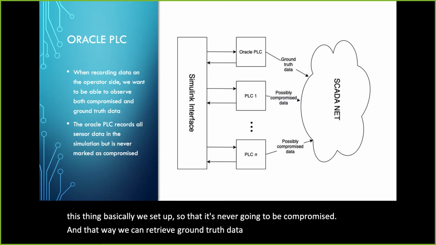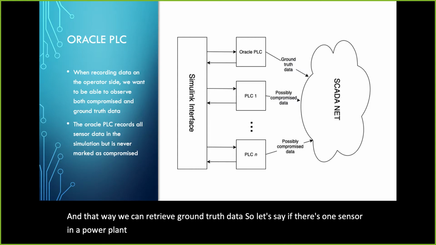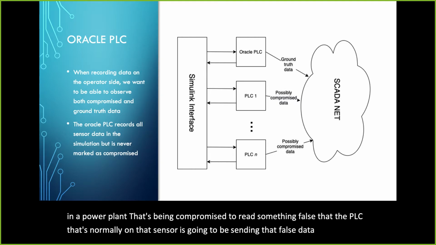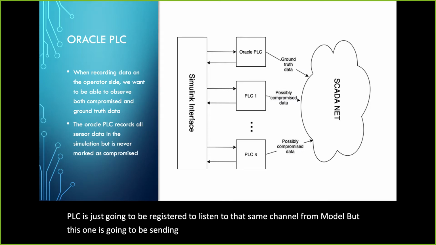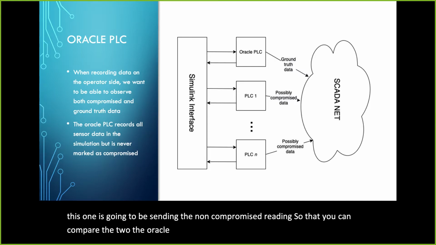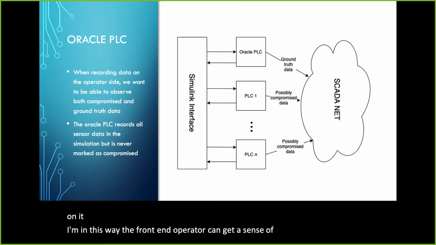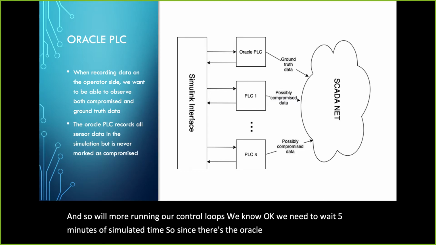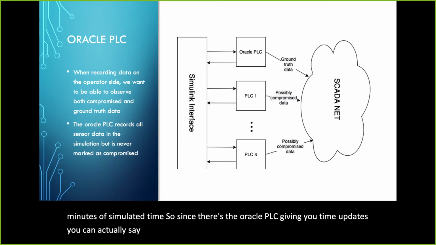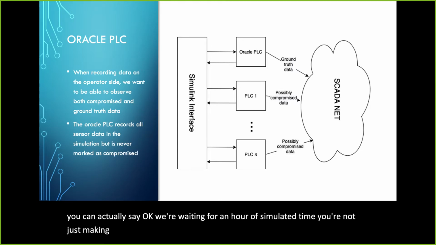So let's say there's one sensor in a power plant that's being compromised to read something false. The PLC that's normally on that sensor is going to be sending that false data. The Oracle PLC is just going to be registered to listen to that same channel from the model, but this one is going to be sending the non-compromised reading so that you can compare the two. The Oracle PLC also has a time server running on it. This way the front-end operator can get a sense of what simulation time is. So when we're running our control loops, we know, okay, we need to wait 5 minutes of simulated time. Since the Oracle PLC is giving you time updates, you can actually say, okay, we're waiting for an hour of simulated time. You're not just guessing, like, sleep for 10 milliseconds and hope that translates to 1 hour of simulated time.